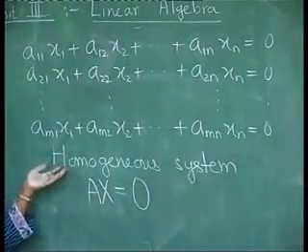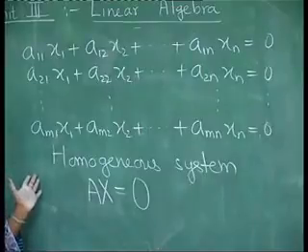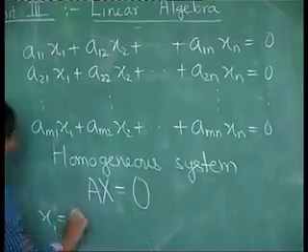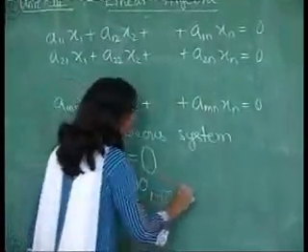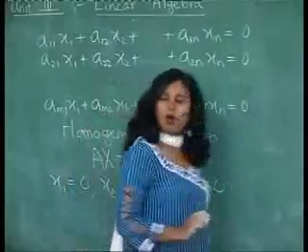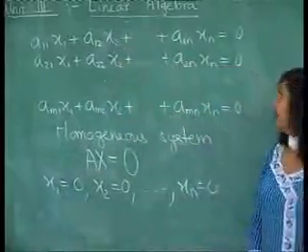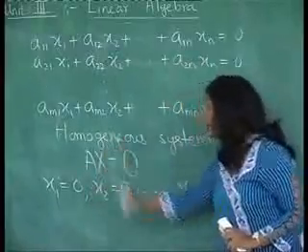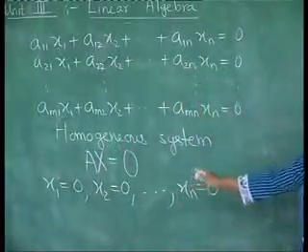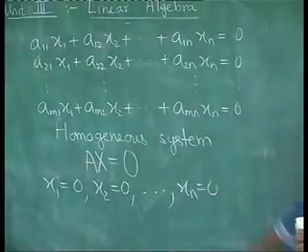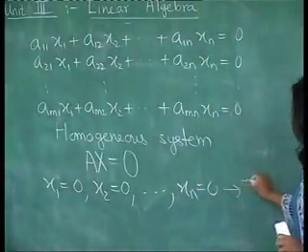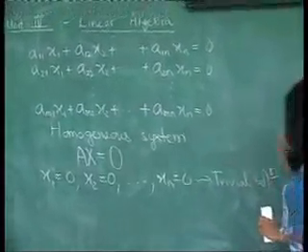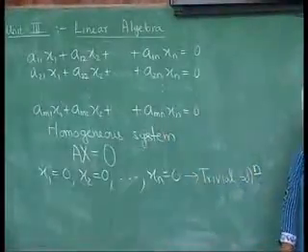Now, for a homogeneous system, no matter how complicated the system may be, I can straight away give you one solution. If I put x1 equal to 0, x2 equal to 0, xn equal to 0, all equations are going to be satisfied no matter what values the coefficients take. So, for a homogeneous system, x1 equal to 0, x2 equal to 0, xn equal to 0 will always be a solution. That's why we call it a trivial solution. Nothing very great about it. This solution will always be there associated with a homogeneous system.